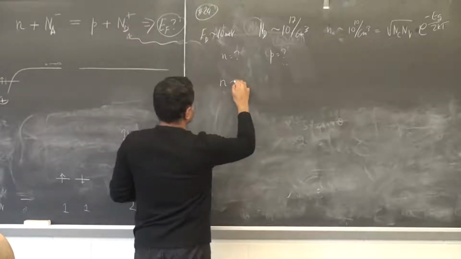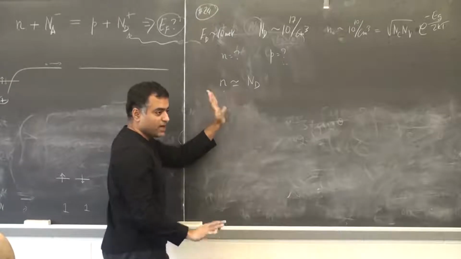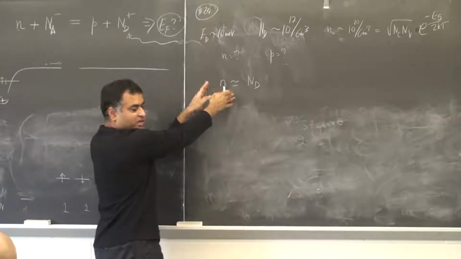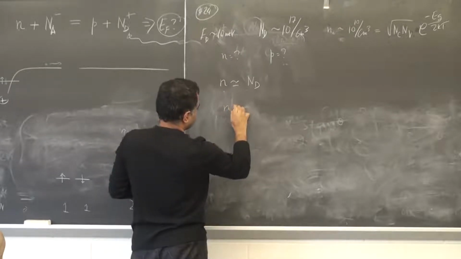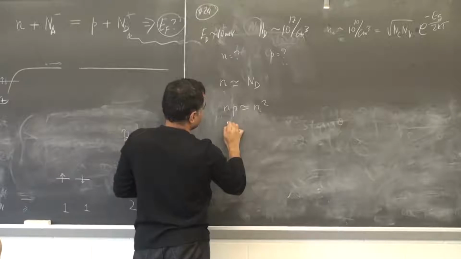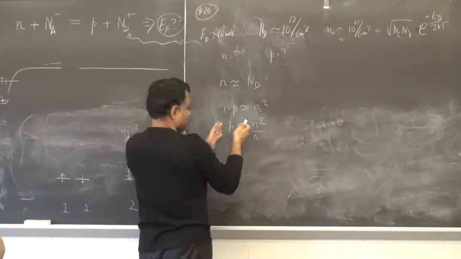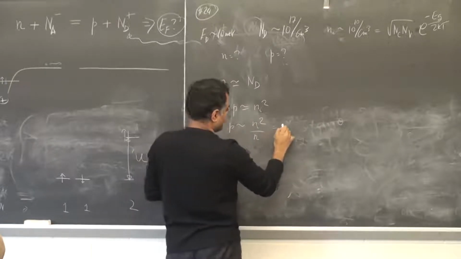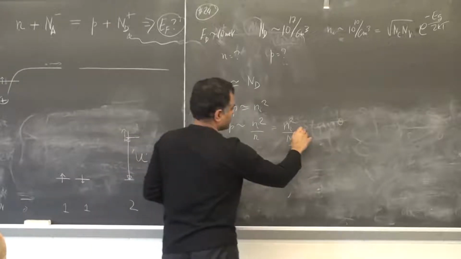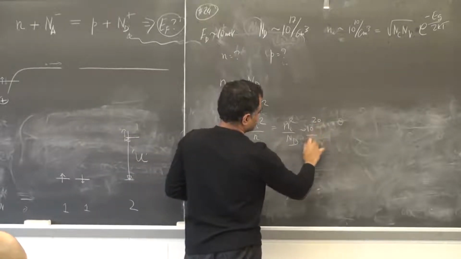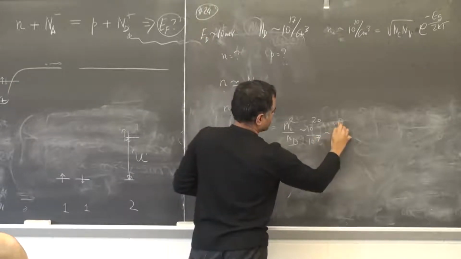So here I can say that N is roughly equal to ND, and I'm going to prove why now. I'll prove it making it exact rather than being rough. Because NP is equal to Ni squared, P is Ni squared over N. Now this is always true in thermal equilibrium. Here, it's Ni squared by Nd. So, good order of magnitude, 10 to the power 20 over 10 to the power 17, so you get 10 to the power 3 per centimeter cube.